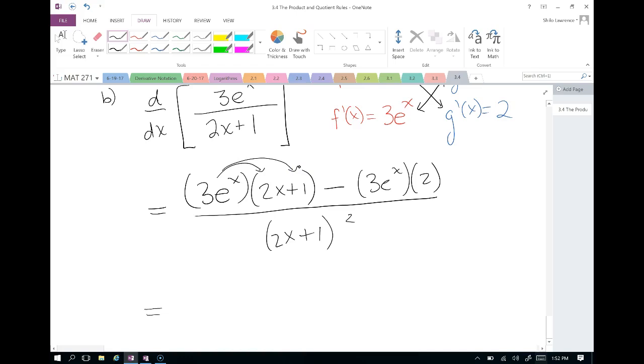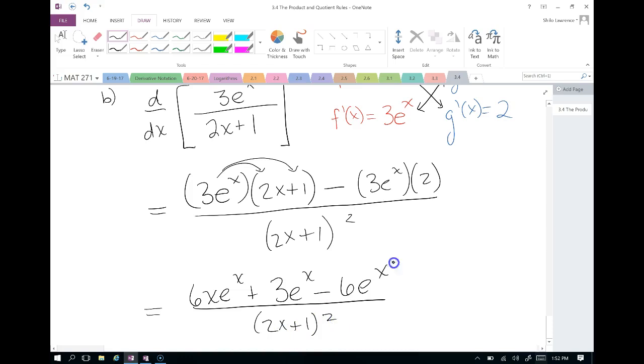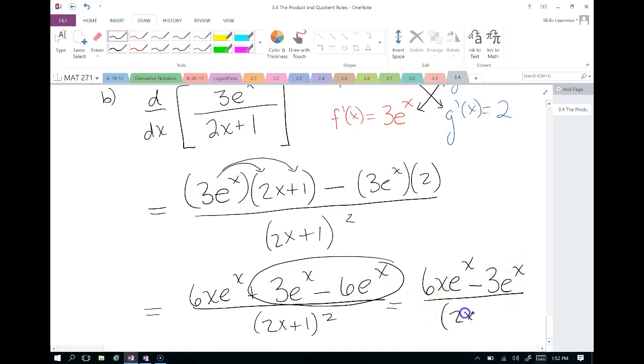So this is 6x e to the x plus 3e to the x minus 6e to the x, all over 2x plus 1 squared. So we do have some like terms we can combine. These two guys are like terms. We can put them together. So this is 6x e to the x, and then that's going to combine to make a minus 3 e to the x, all over 2x plus 1 squared. So it does simplify it a little bit by multiplying it out.